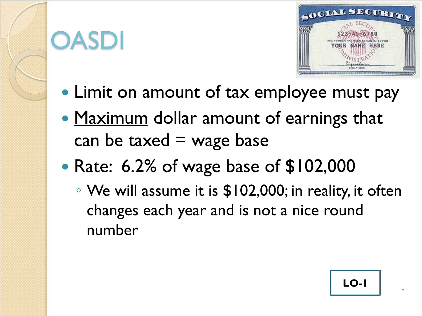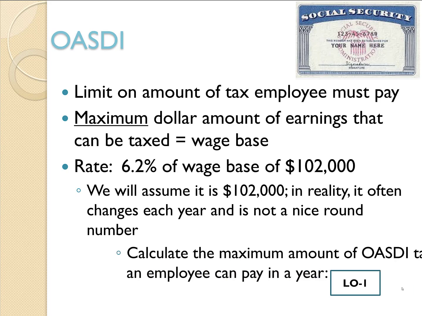Now we're going to assume that the OASDI wage base, or the taxable maximum, in other words, is $102,000. In reality, that number often changes, and it is not a nice round number. So we're just going to use this nice round number to make our math easier.